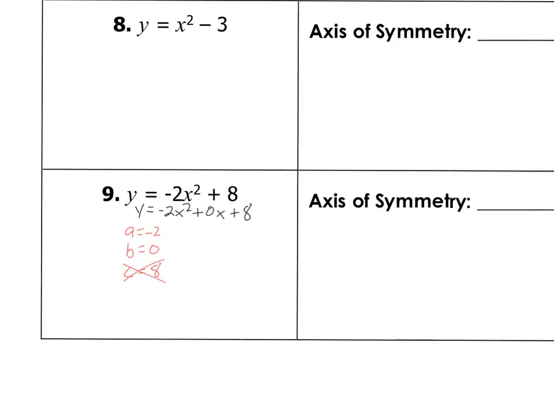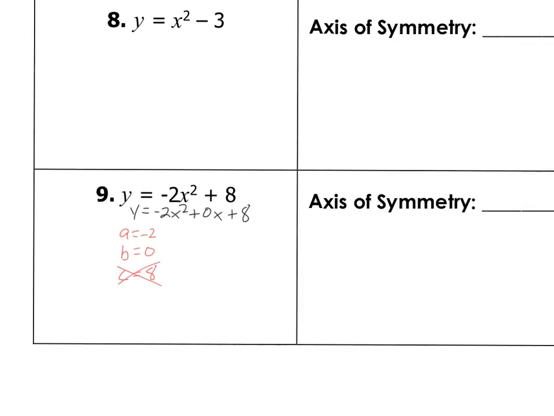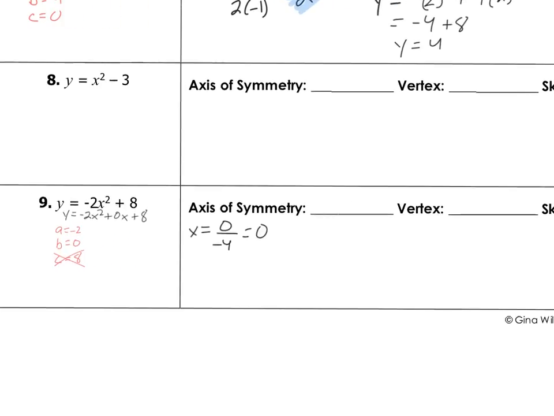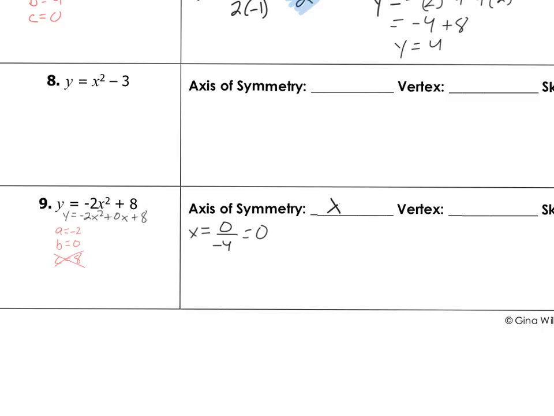All right, so axis of symmetry is x equals negative b, which is just 0, over 2a. So 2 times negative 2, which would be negative 4. And that's just going to be 0. So your axis of symmetry is x equals 0. What's your vertex going to be? We'll plug in 0. y equals negative 2 times 0 squared plus 8. Well, negative 2 times 0 squared is 0, so y is just going to be 8. Your vertex is going to be at (0, 8).